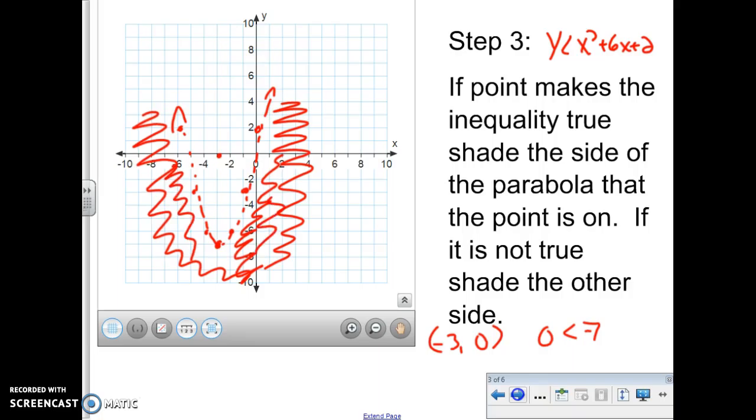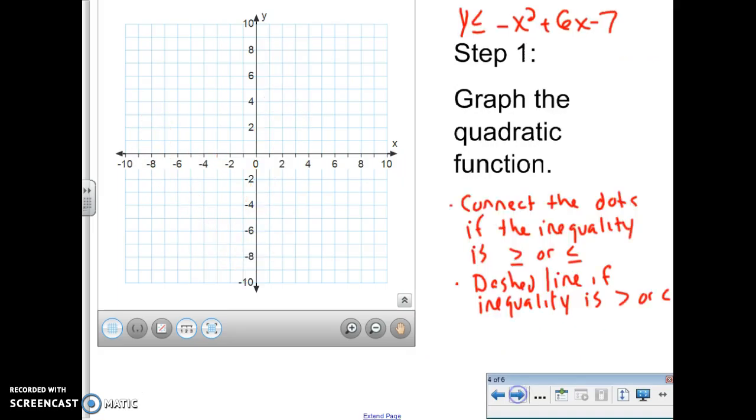Okay. Now let's just try one more. I have y is less than or equal to -x squared plus 6x minus 7. I'm going to graph the quadratic first. I know it has a y-intercept at 0, -7. My axis of symmetry is at x equals 3, and my vertex is at 3, 2.